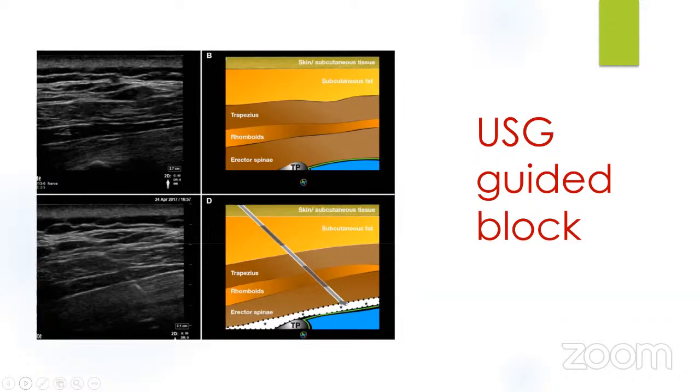There are 2 types of erector spinae block, either superficial or deep erector spinae block. Normally, we perform the deep erector spinae block, where the local anesthetic gets deposited between the erector spinae muscle and the transverse process. In the superficial block, we deposit the drug between the erector spinae muscle and the rhomboid muscle.